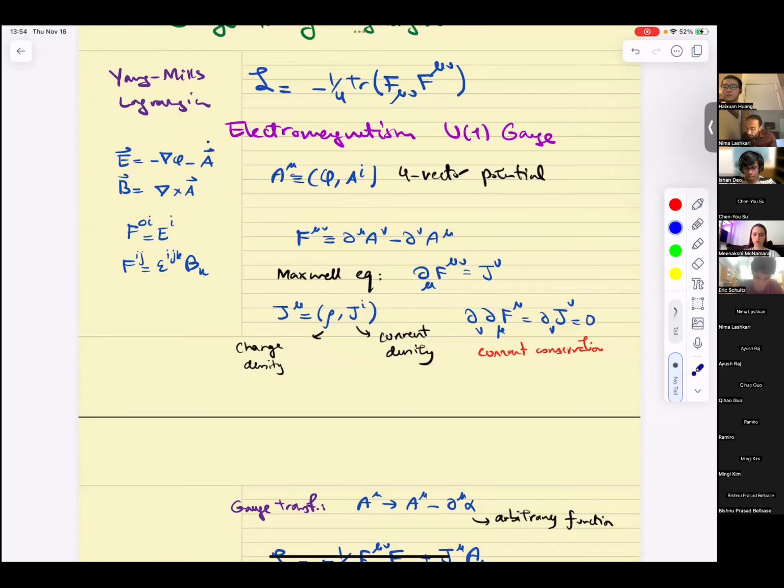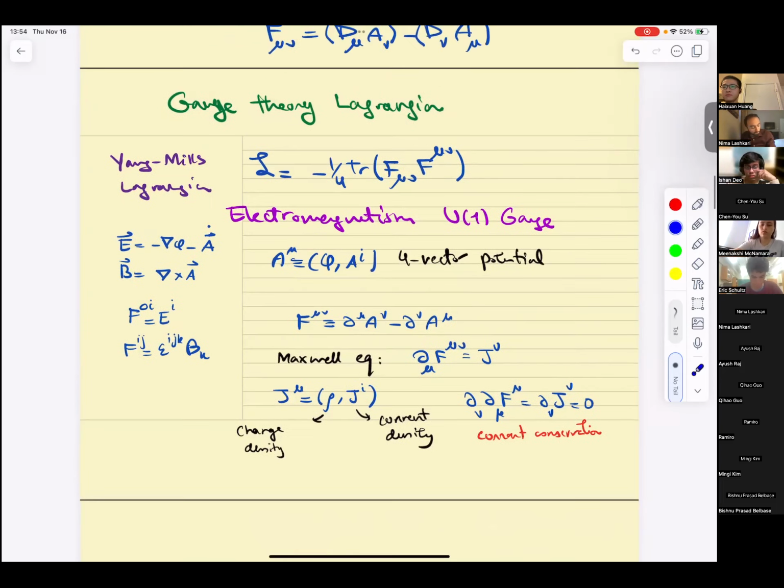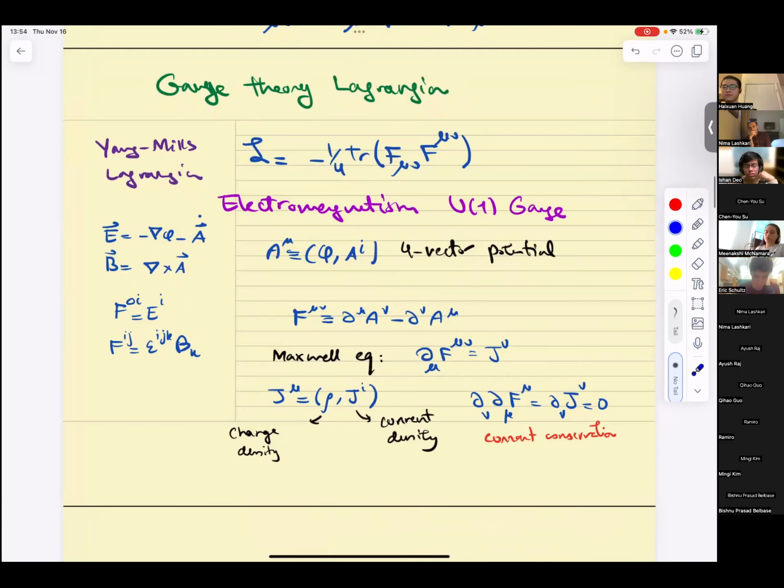And if you take del nu of this equation, left side and right side, because this is anti-symmetric and del mu and del nu commute, the left side will vanish, which will tell you that del nu of J nu is 0, and that's called current conservation. Good? So that's conservation of current. Any questions? It's a good point if you have any questions. So I'm just reviewing the Maxwell theory, electromagnetism.